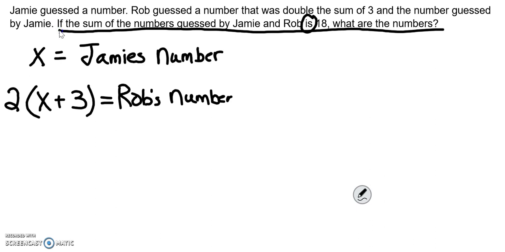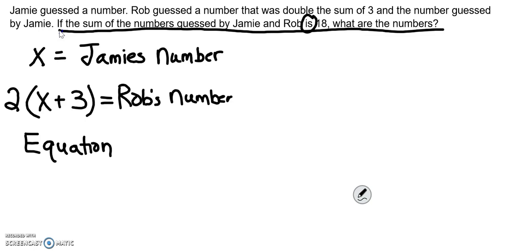The reason they wrote the first 2 sentences was to help us know how to write Jamie and Rob's number. Now we need to write the equation. Again, we said that the last sentence is the equation. So, how would I write the sum of the numbers guessed by Jamie and Rob? Sum, we just said, was the answer to an addition problem. So I need to add Jamie's number to Rob's number. How do I do that mathematically?